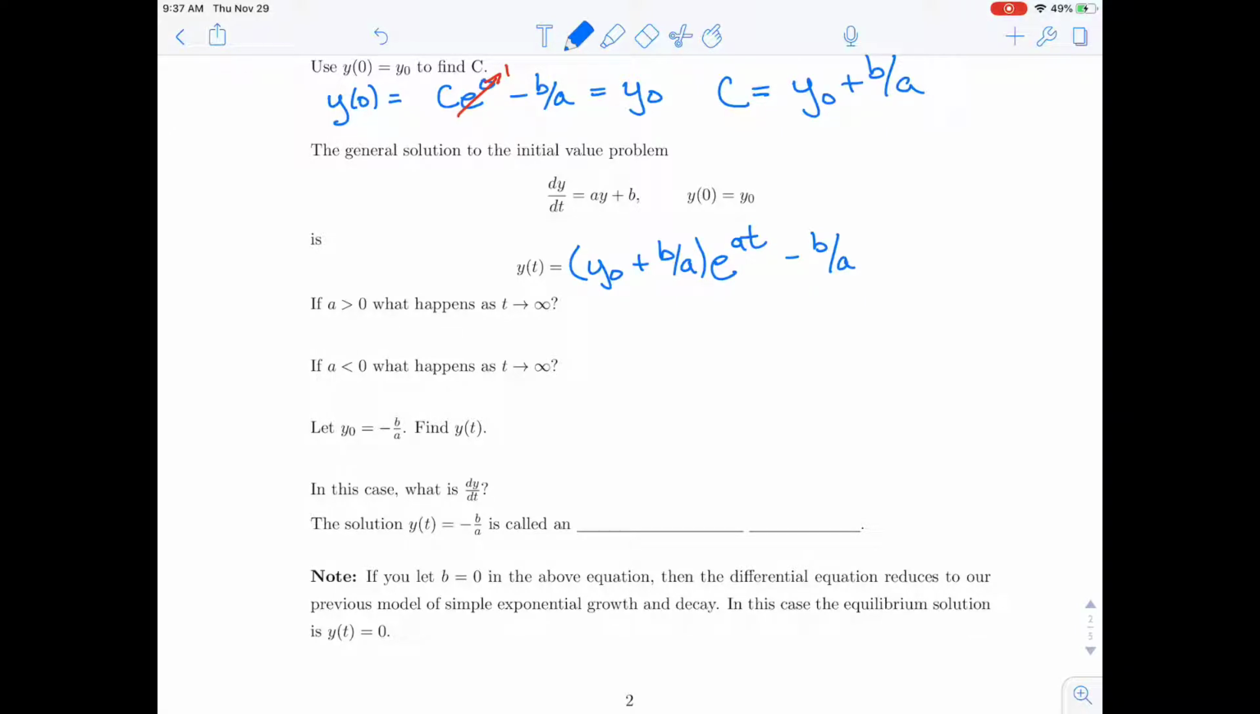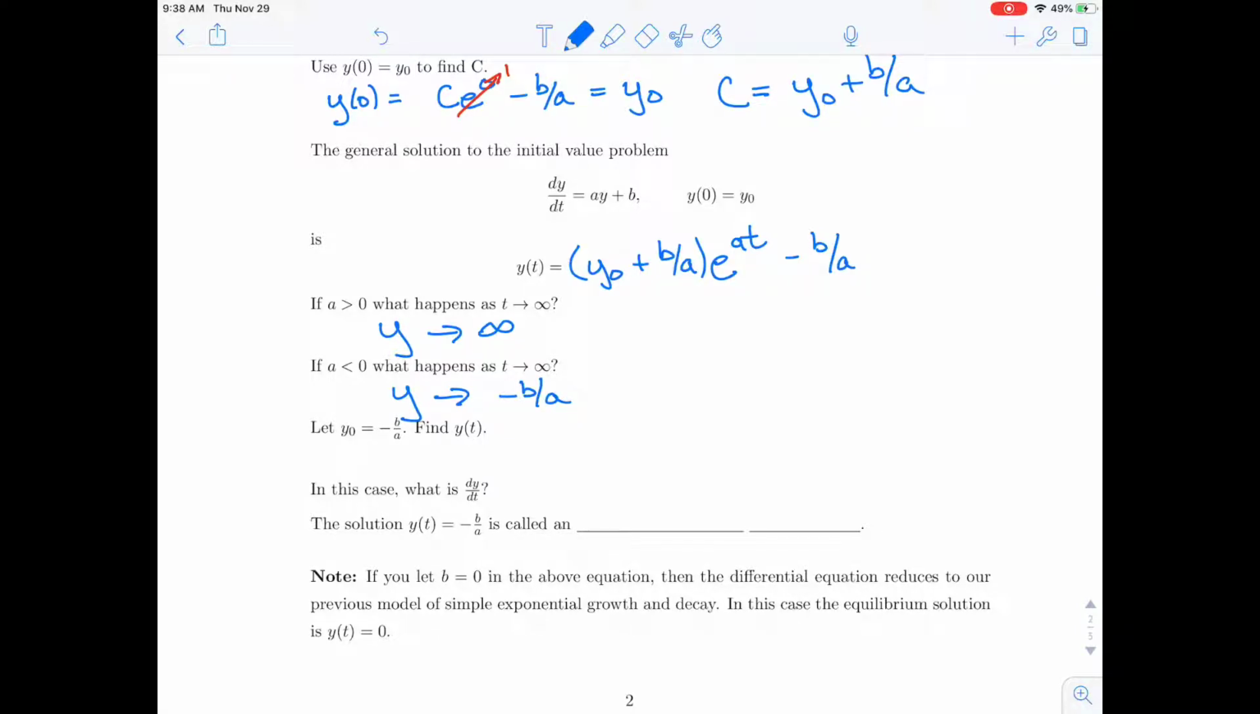We can now ask what happens as t goes to infinity for the solutions to this equation. Well, if a is positive, then y in this case will go to infinity because that positive exponential will continue to grow. But what happens if a is less than 0? Well, if a is less than 0, then y will go to minus b over a because that exponential will then decay, and all I'm left with is minus b over a.